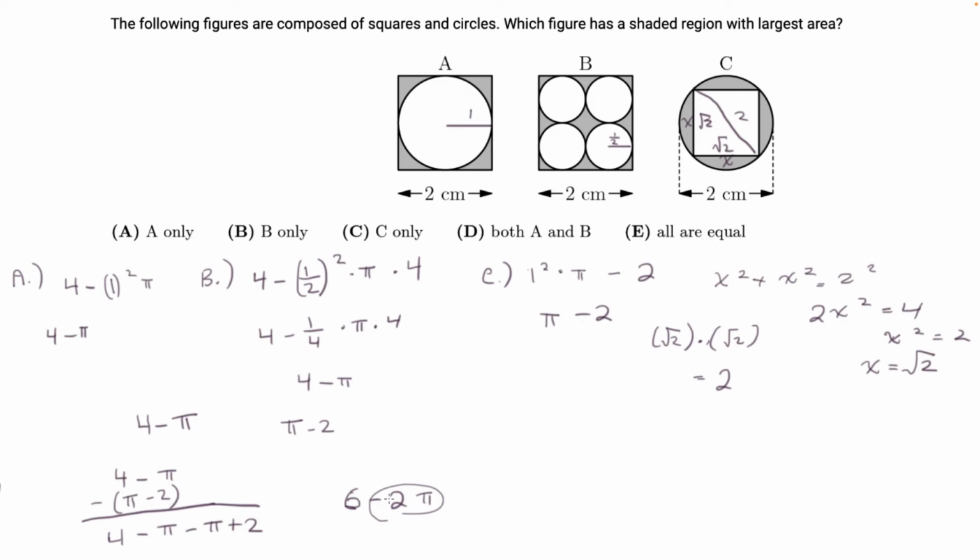So if this is a negative 2 pi, this part is negative, so the answer is going to be bigger than figure A or B, since it's subtracting a greater amount from the area of A and B. So this is going to be greater than this, so the answer is negative. So figure C has a greater area. So figure C is our answer. And we didn't need to multiply pi to get our answer.